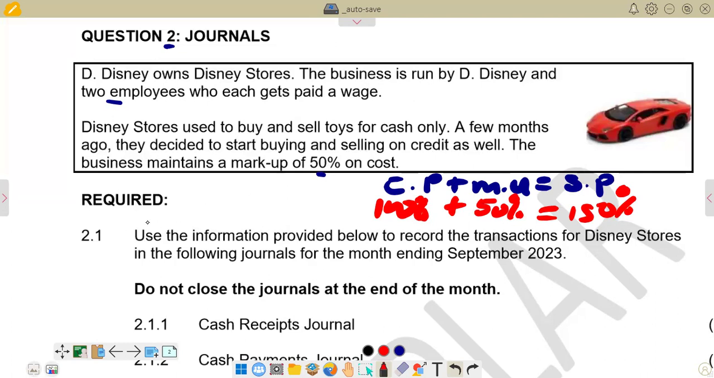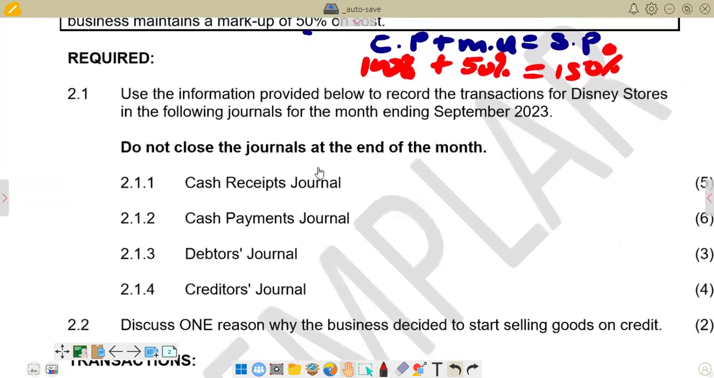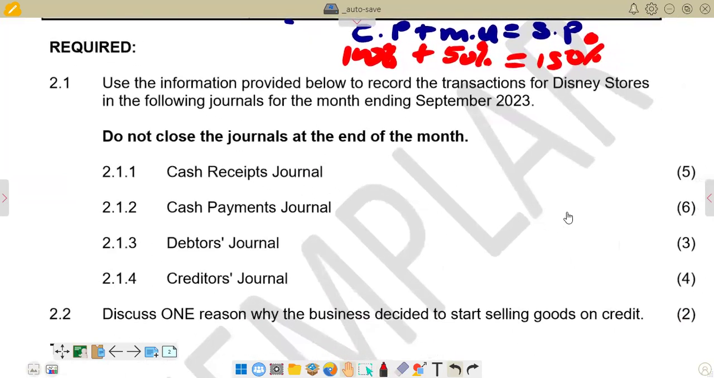Then on the required part, it says use the information provided below to record the transactions for these stores in the following journals for the month ending September 2023. Do not close the journals at the end of the month. Our first part of the question, 2.1.1, reads the cash receipts journal, for 5 marks. Then we have 2.1.2, cash payment journal, 6 marks, the debtors journal, 3 marks, and the creditors journal, 4 marks. So these are the questions that we have.